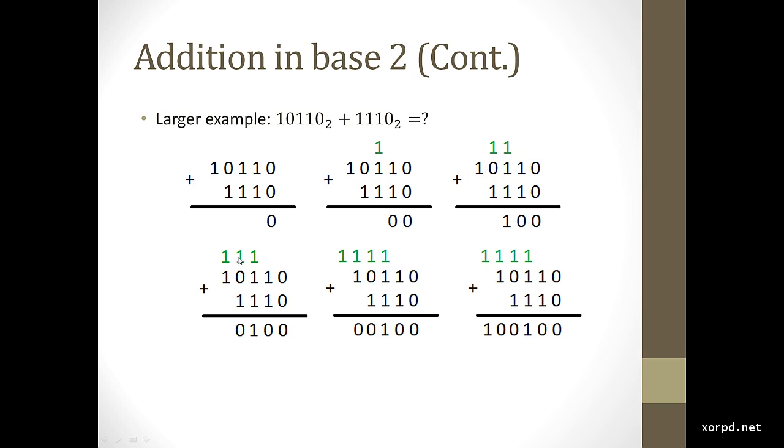Next we add 1 plus 0 plus 1, which equals 10. The 0 goes here and the 1 goes here. Finally we have 1 plus 1, which equals 10. So the 0 goes here and the 1 goes here. Or maybe we could just put the 1 here. And this is the result that we get.